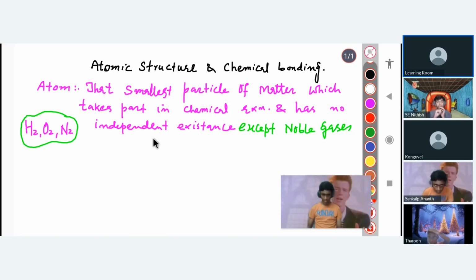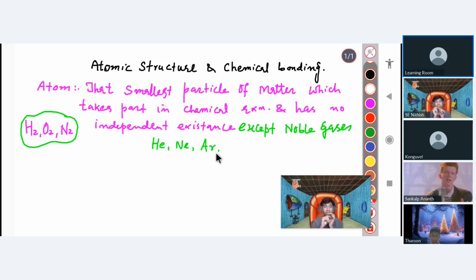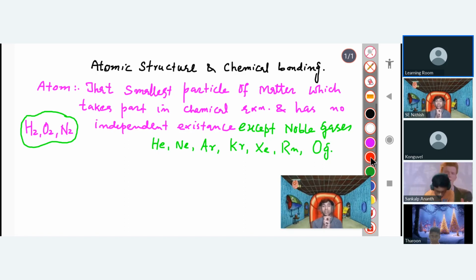We have helium, He; neon, Ne; argon, Ar; krypton; xenon; radon; and the last element of the periodic table, oganesson, Og. So all these are noble gases, right? You will simply remember that these noble gases can exist independently, but all other elements do not.